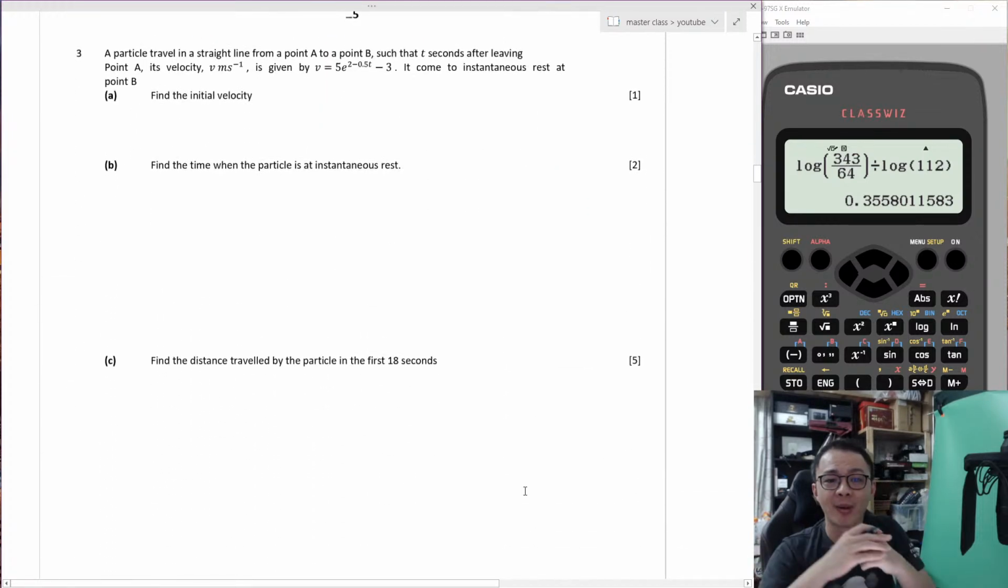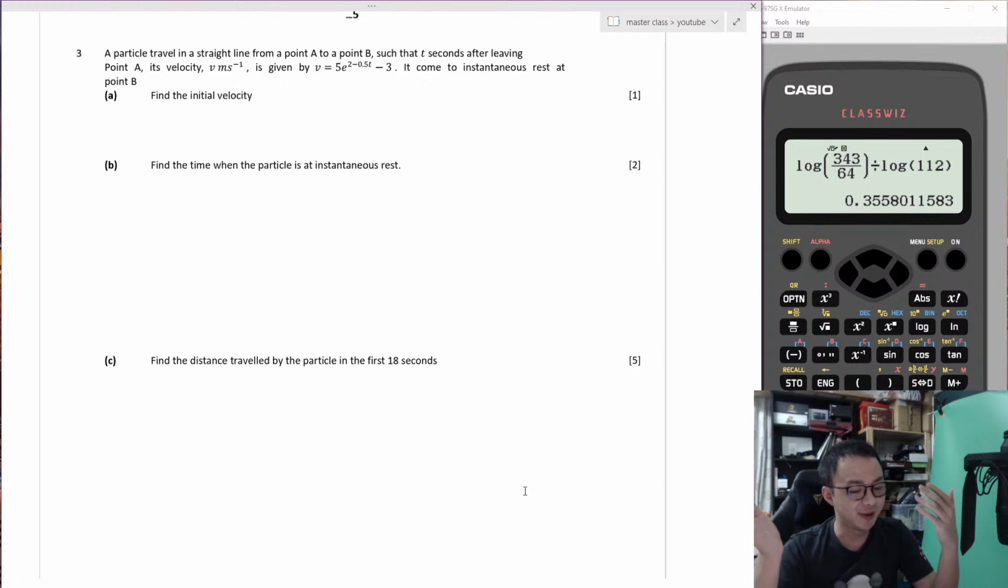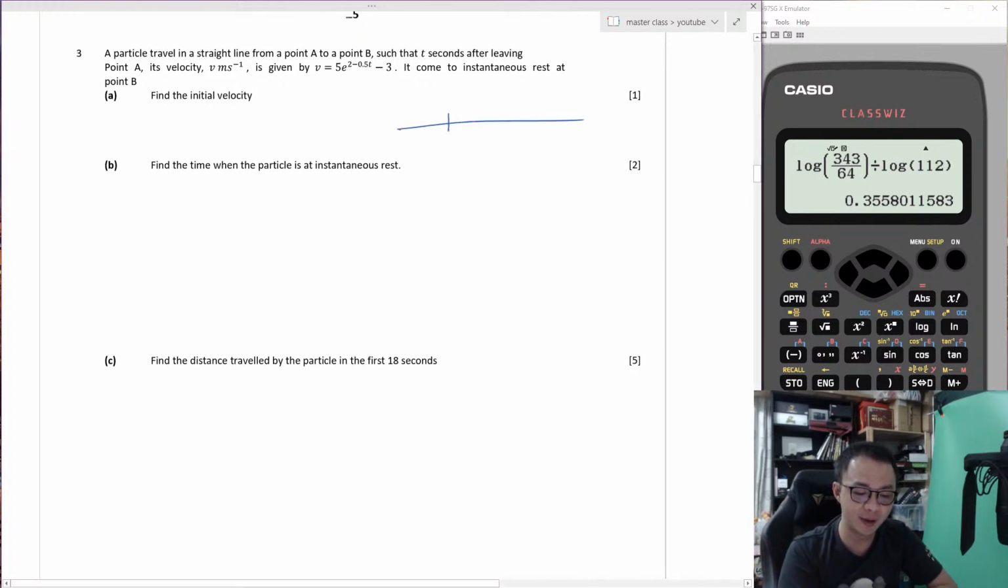Okay. A particle travels in a straight line from point A to point B, such that t seconds after leaving point A. So I know at point A, time equals 0, displacement is 0 because it starts from here, I assume. And then it comes to instantaneous rest at point B. So at point B, velocity equals 0.